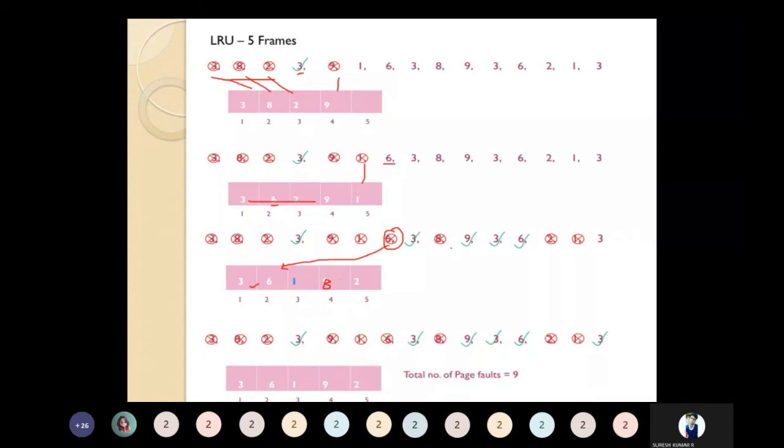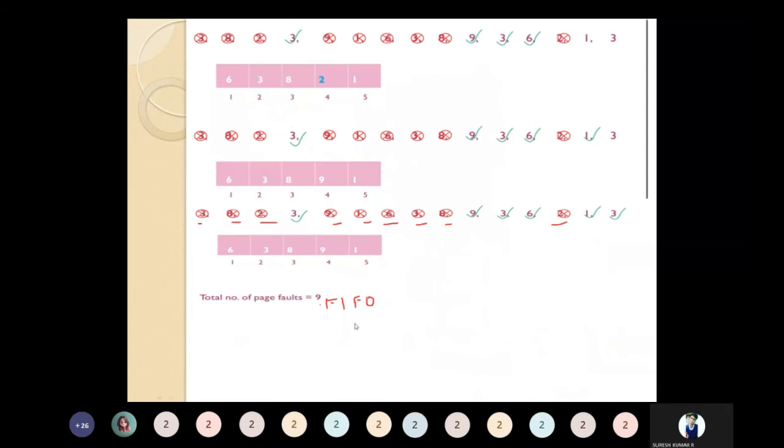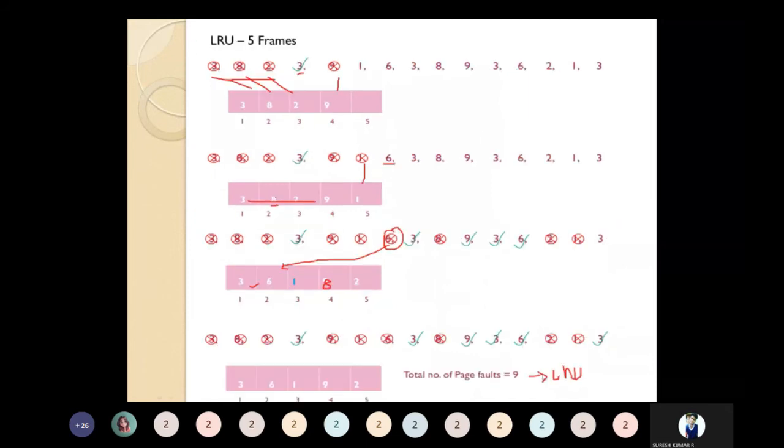Next, the same way with 3, 6, 2, 1, 3. Everything is replaced, and we count our page faults. So the total number of page faults for the LRU method is 9. So for the least recently used method, LRU is 9. Before, FIFO was also 9, and LRU is also 9.